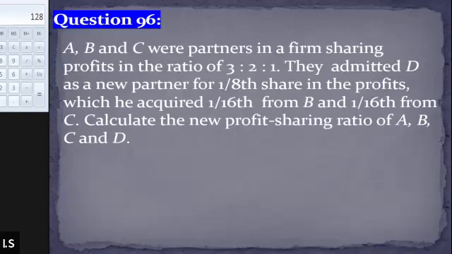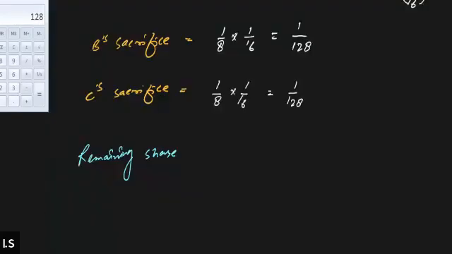Yeah, I think you are right, because the question is nowhere saying that the 1/16 share is part of the 1/8 share. I think we can simply subtract 1/16 from the total share of B. I think this question should be done that way. Let me make the correction.